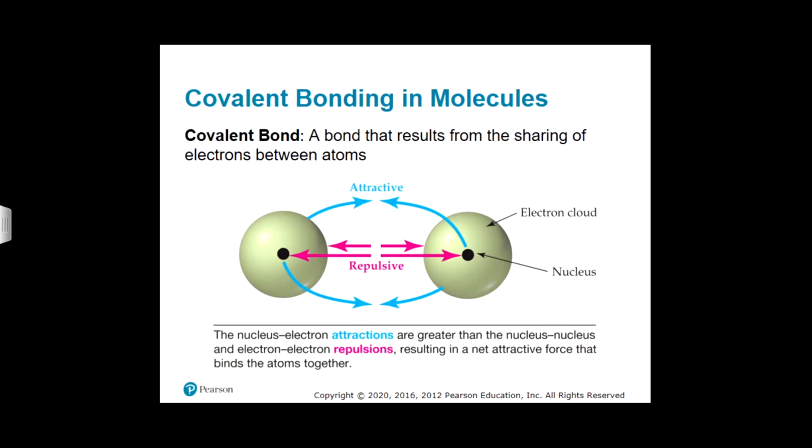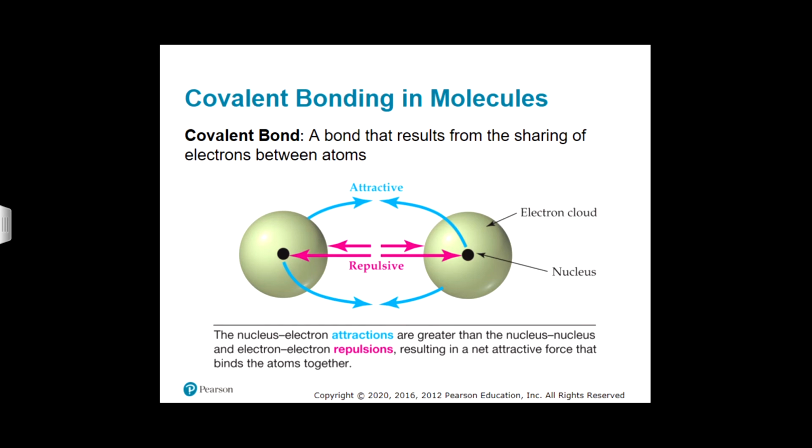So just to remind you, a covalent bond is a bond that exists in a molecule, as opposed to an ionic compound, that results from sharing electrons between two atoms. And this is normally at least 2 electrons. 2 is the most common number, sometimes 4, sometimes 6, very rarely some other number other than those.